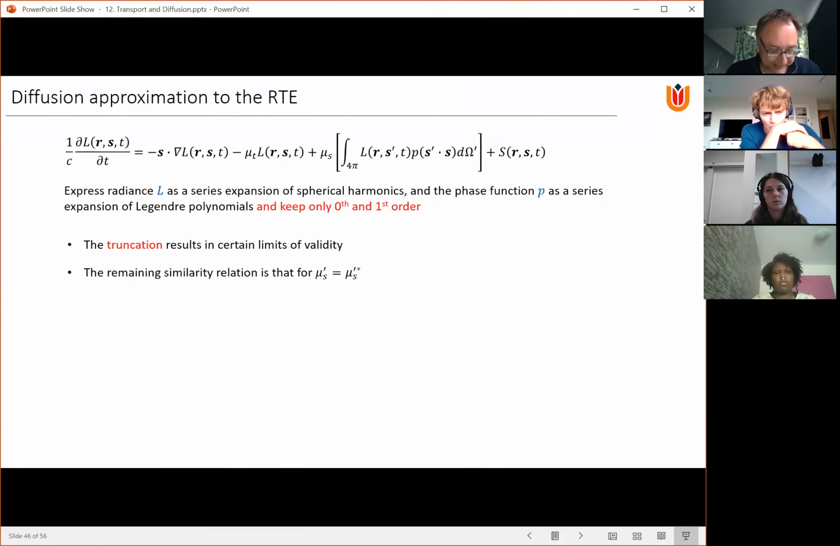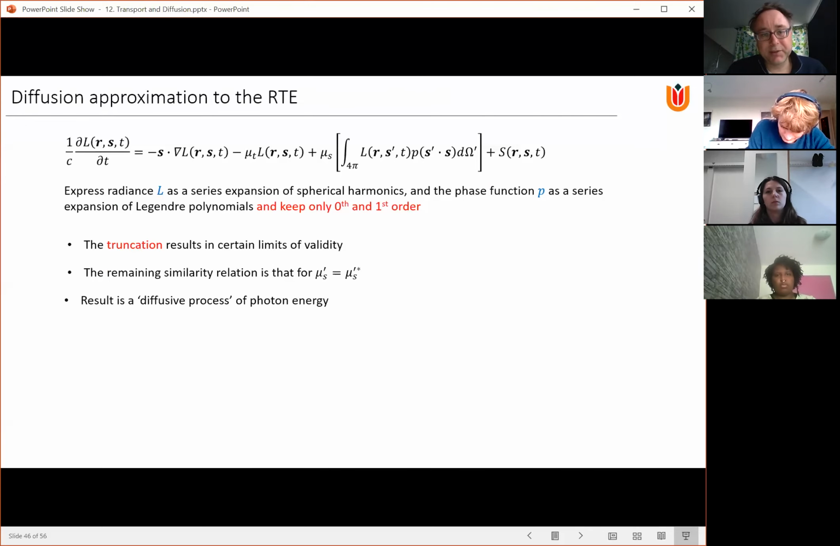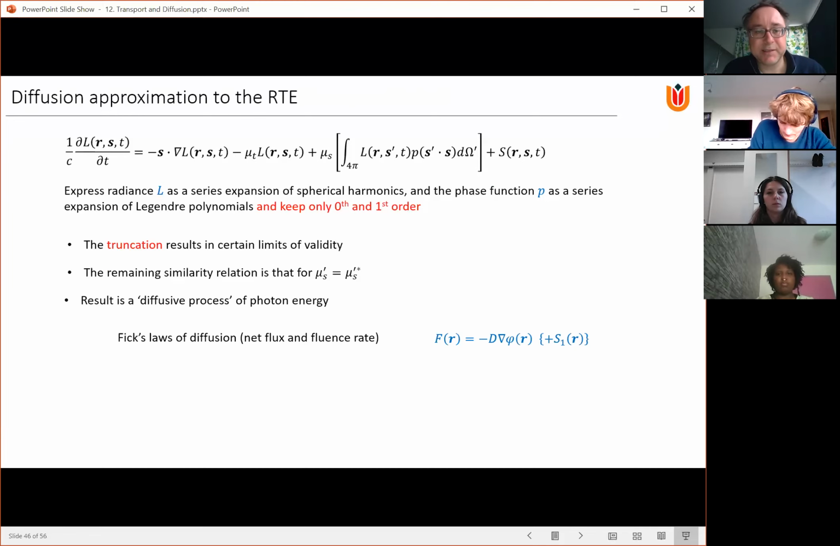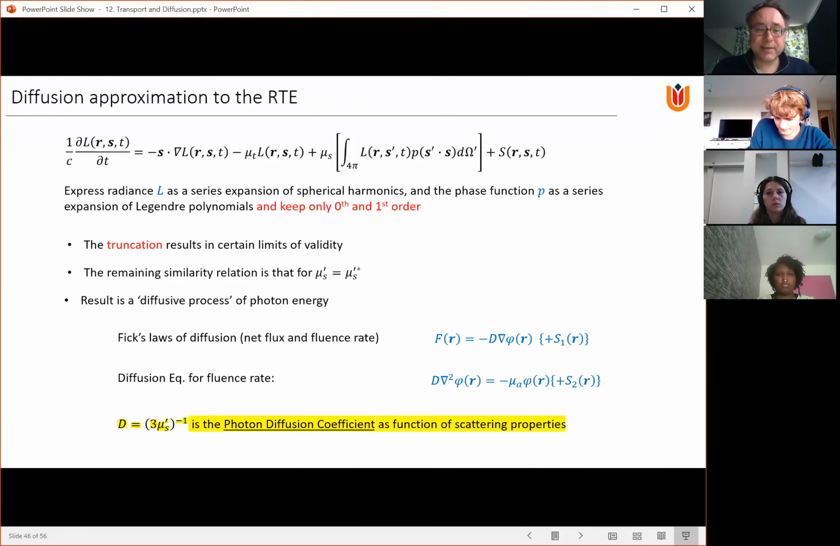So that means that in this diffusion approximation, the value of μs and of g themselves are not important. The only thing that determines the outcome is μs times 1 minus g. So only this reduced scattering coefficient is of importance. The result is then these equations that resemble the diffusive process of photon energy. This is just the same equations again, so it's not necessary to repeat.